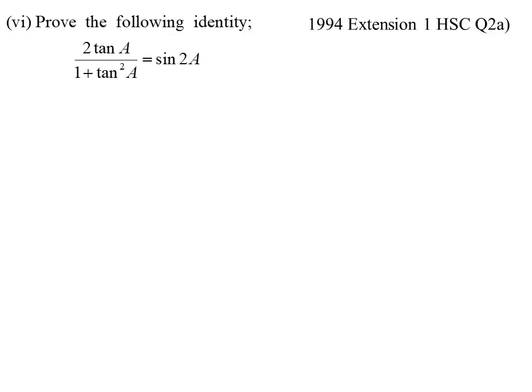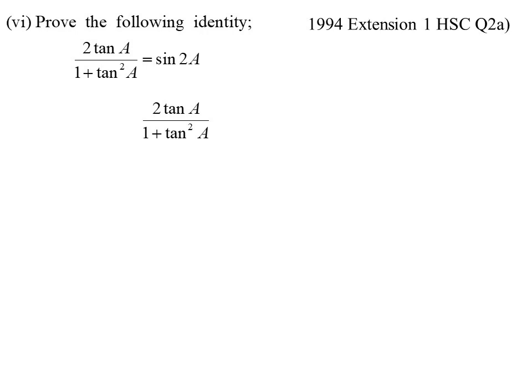An even older one, we had to prove this identity. 2 tan theta on 1 plus tan squared. Very tempting to go, oh, that's tan 2. But it's not, because the tan 2 theta formula had 1 minus tan squared on the bottom. We have to show it's actually sine 2.